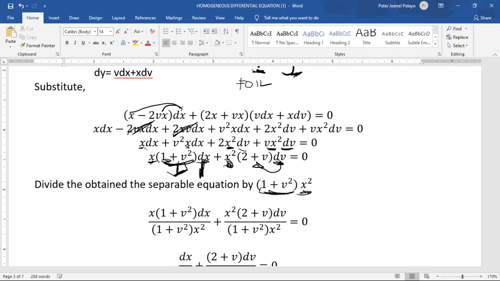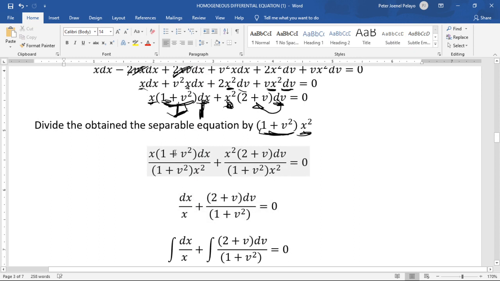So, when we divide by the quantity 1 plus b squared times x squared, in the first term, the 1 plus b squared cancels. Right? x over x squared, this cancels, leaving x raised to 1, or simply x. So, dx over x is what remains. And then, in the second term, x squared cancels.